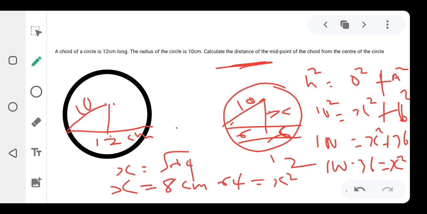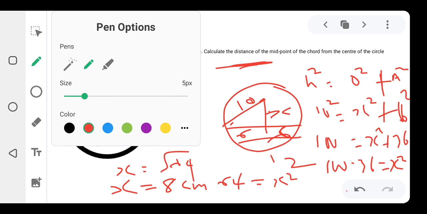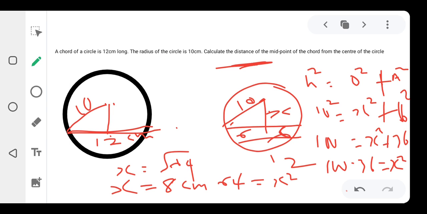Let me quickly come again now. The question says a chord of a circle is 12 centimeters long. The radius of the circle is 10 centimeters. Calculate the distance of the midpoint of the chord from the center of the circle. Alright. A chord is 12 centimeters long. This is the chord, from here to here is the chord. They gave us the distance of this chord, which is 12 centimeters long. The radius of the circle, which is this part, they say it's 10 centimeters. They want us to calculate from here to here the distance of the midpoint from the center of the circle.